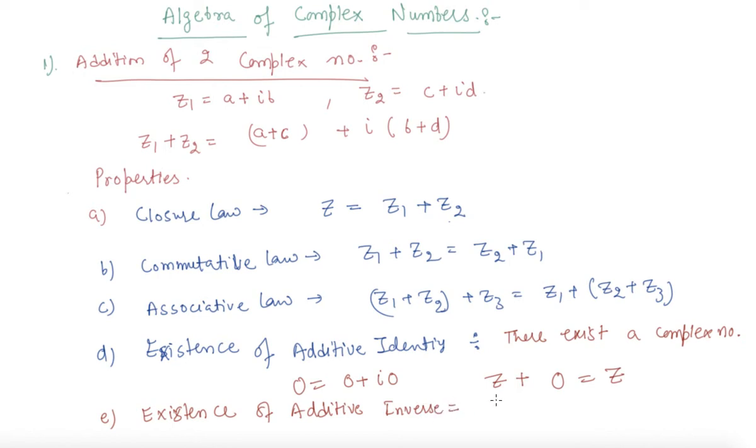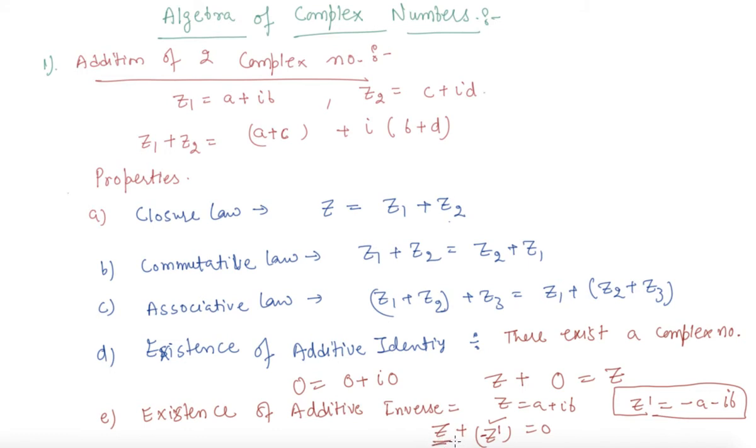The next property is the existence of additive inverse. What this property says is that for every complex number z equal to a plus iota times b, we have the complex number minus a minus iota b, such that z plus z dash is equal to 0, where z dash is minus a minus iota b. So this is the additive inverse of z.